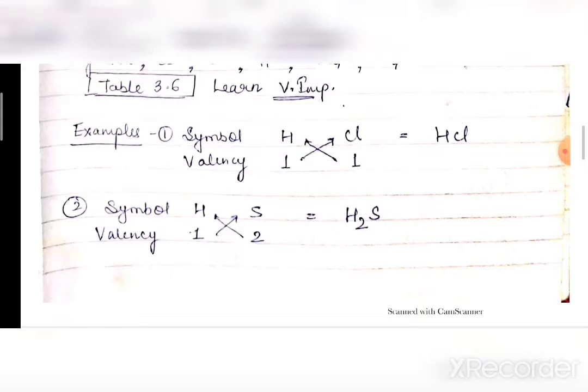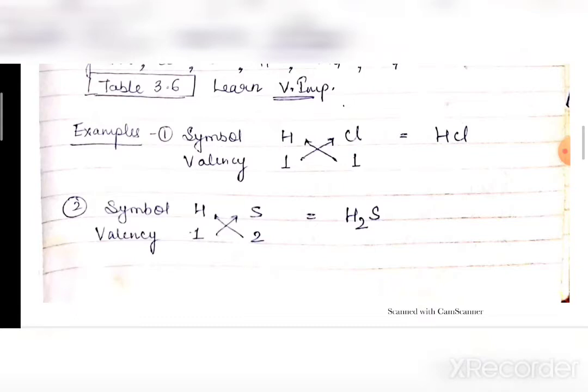That means the valency of chlorine will go with hydrogen, and the valency of hydrogen will go with chlorine. And when it is 1, the number is not written. So we just have to write HCl.